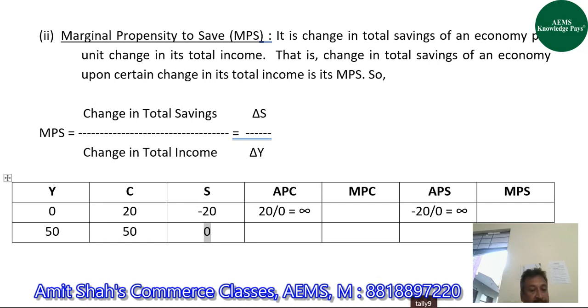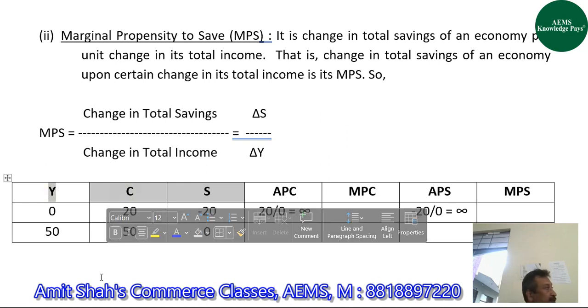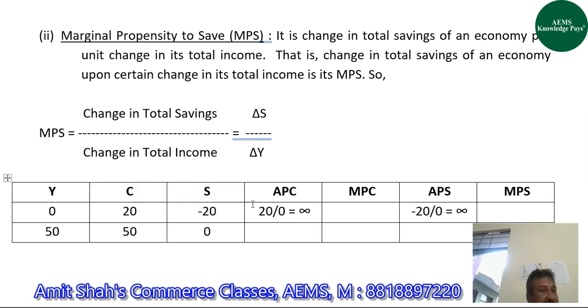Correct? You know that, guys. C plus S is equal to Y. Do not forget these formulae. There are many formulae in this chapter. Do not forget any of them because very soon we are going to start with numericals of it. So here APC is how much? 50 upon 50. That is 1.